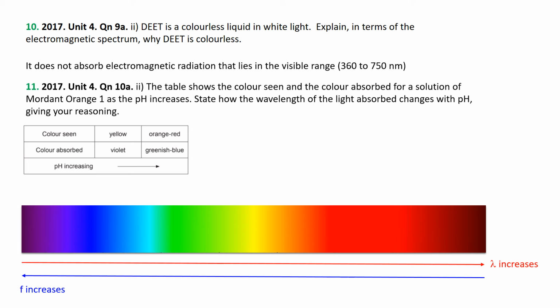Well, let's see what we've got here. At this lower pH, it's violet. Higher pH is this greenish blue color. So therefore, wavelength is increasing going this direction too. So as the pH increases, the wavelength also increases as we go from violet with the low wavelength to greenish blue with a higher wavelength.